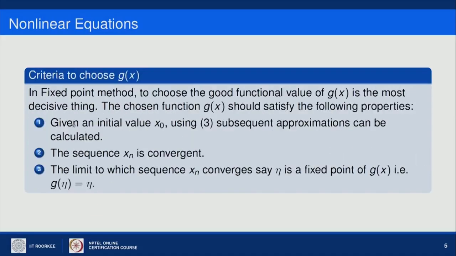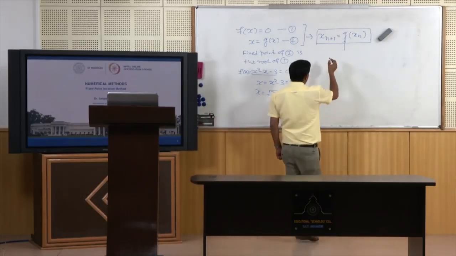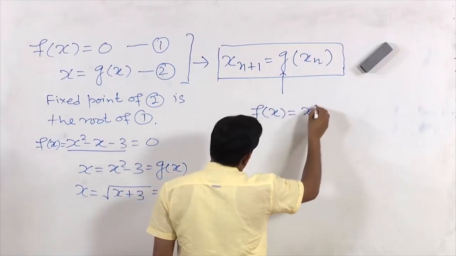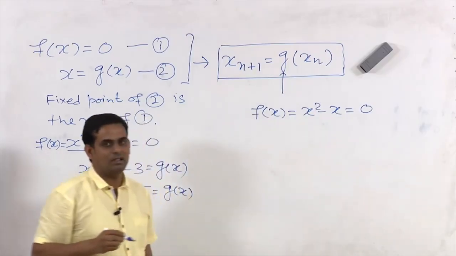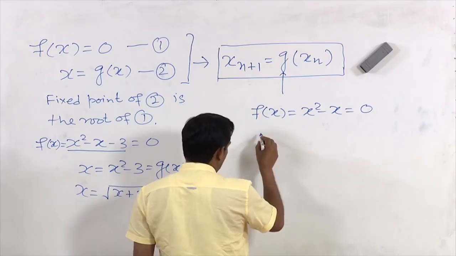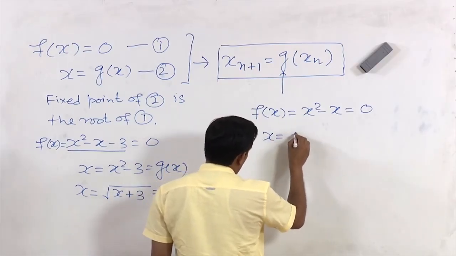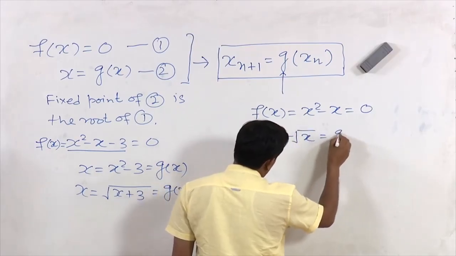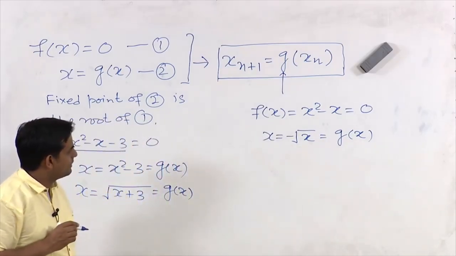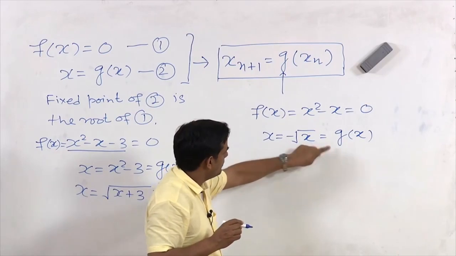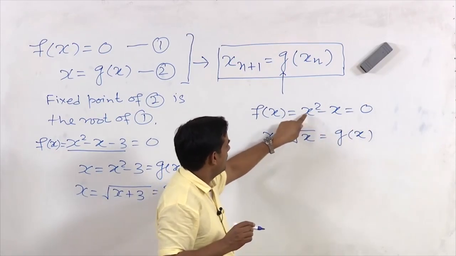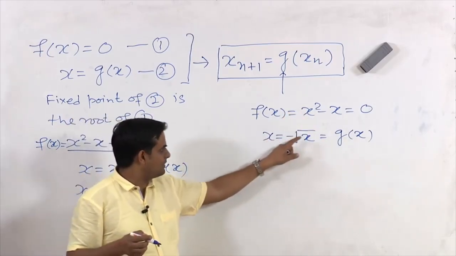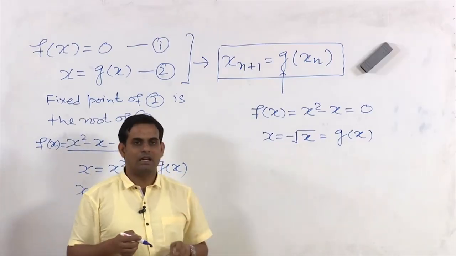Now, regarding the first point, given an initial value x naught, we should be able to find subsequent approximations of x n. Take a very simple example, f x equals x square minus x equals 0. Suppose I need to solve this equation. What will happen if I choose x equals minus square root of x, equals g x? I take this x on the right hand side and take the square root of both sides, so it will be plus square root as well as minus square root. Suppose I take the minus square root.